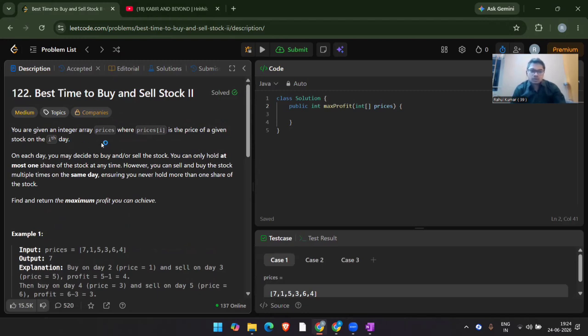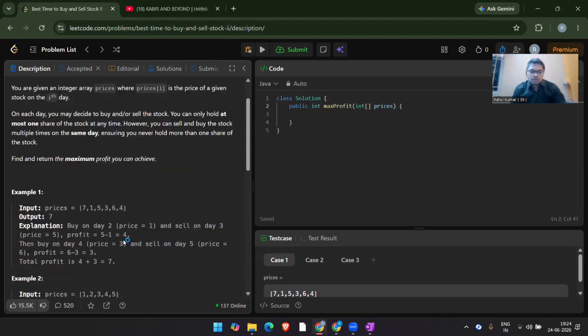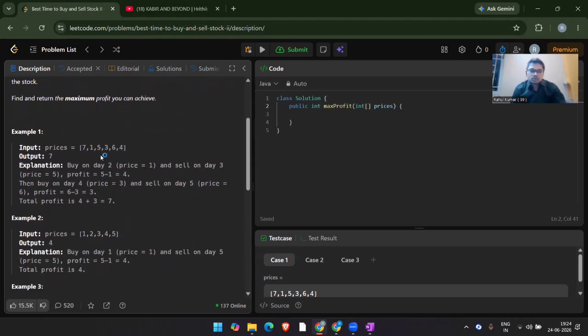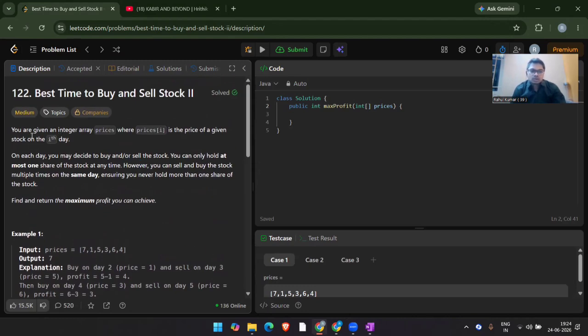Let me first take you through this example. In this question, we are given the same thing we were given in the last question. We will be given an array of prices, and the index will represent the days. And in this question, we can decide to buy or sell the stock.